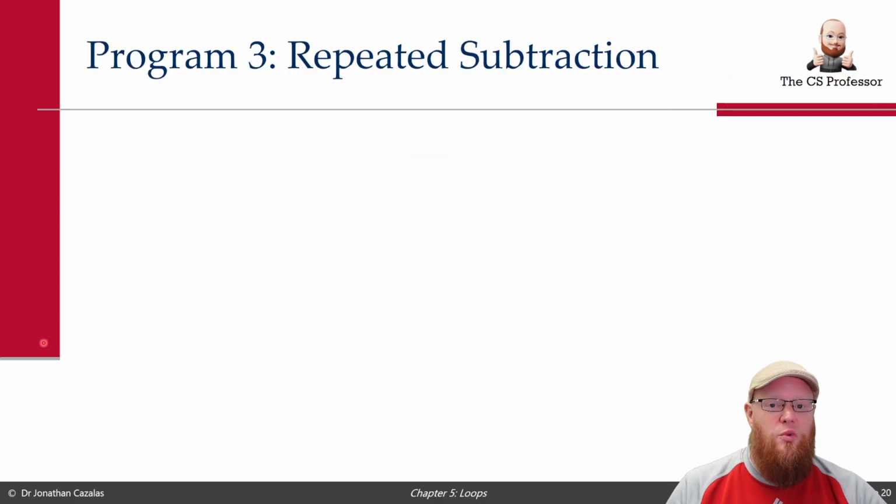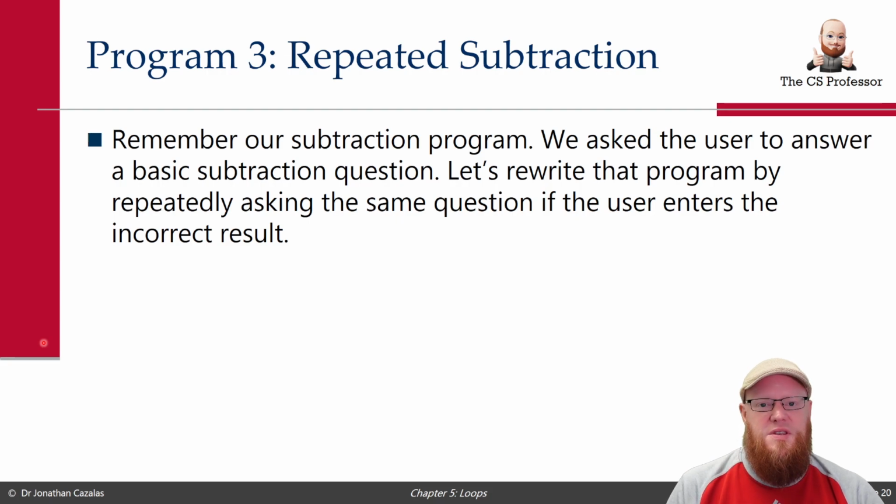Last problem, repeated subtraction. We've seen previously a one-off subtraction question where we present to a third grader a random question of what is 8 minus 3. We scan their answer and we print correct or incorrect. It's a one-off. Well, if they get it incorrect, instead of just printing incorrect, how about we print that's incorrect, try again, and then we ask them again and again until they get the answer correct.